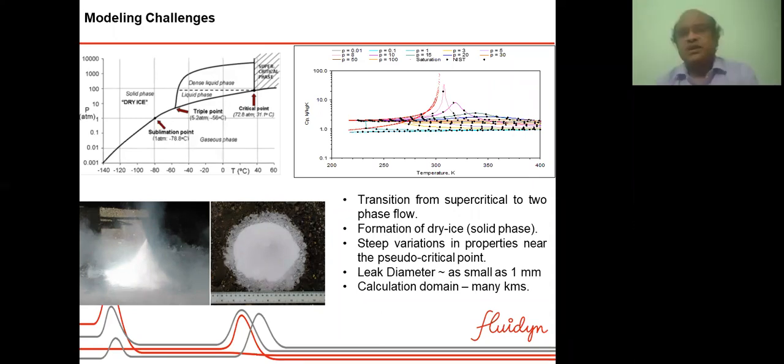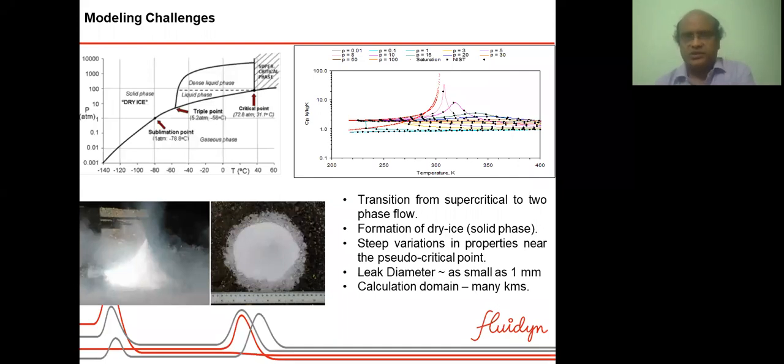You can see some photographs in case of such a leak. Another difficulty is the steep variation of properties in the supercritical state near the pseudo-critical point. In the phase diagram, there is a point called the pseudo-critical point, where, as you can see on the right-hand side, properties like specific heat change suddenly with the temperature. So this poses another difficulty. Another difficulty is that the pipe inventory length is in hundreds of kilometers, or at least 50 kilometers, whereas the leak diameter could be as small as 1 millimeter. But the total calculation domain, both inside the pipe as well as outside, is many kilometers.